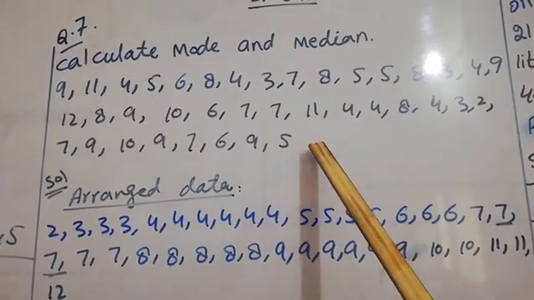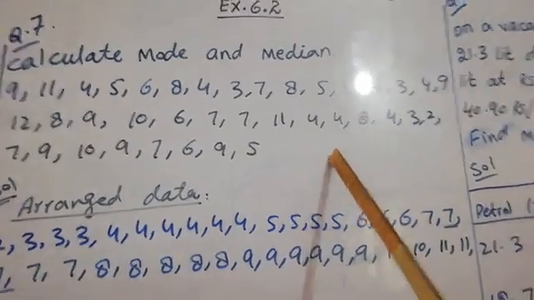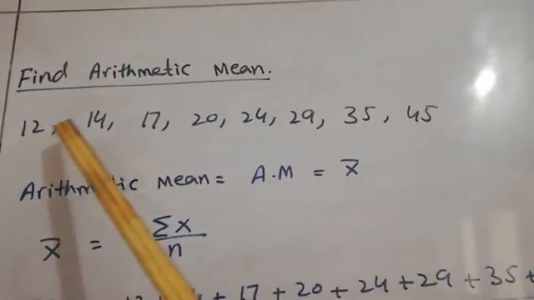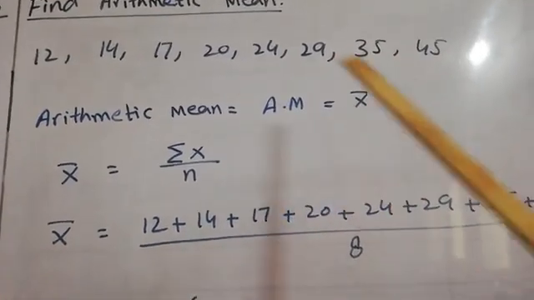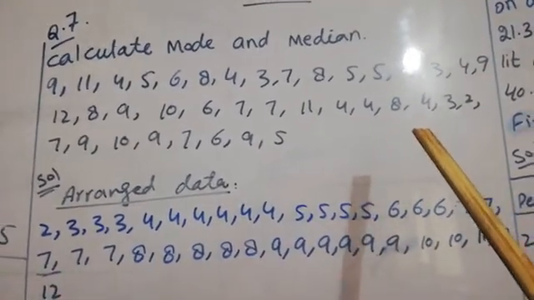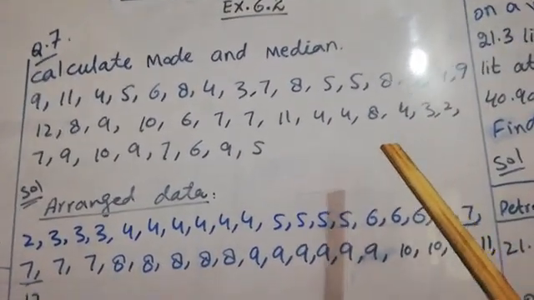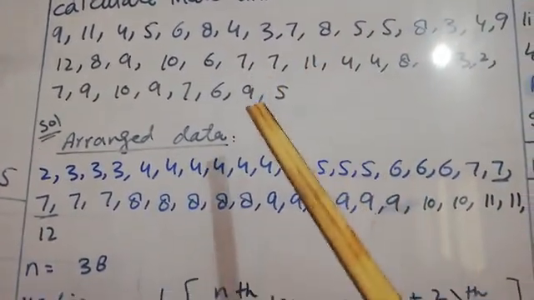Remember one thing, that sometimes no mode exists in a question like this. There is no value which is repeated, so the answer is that there is no mode of this data. But sometimes more than one mode is also possible. Okay. And the second thing is the median. Median is the middlemost value of the data.